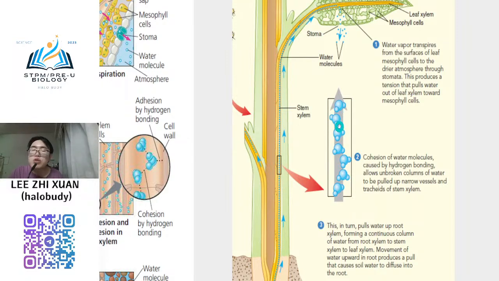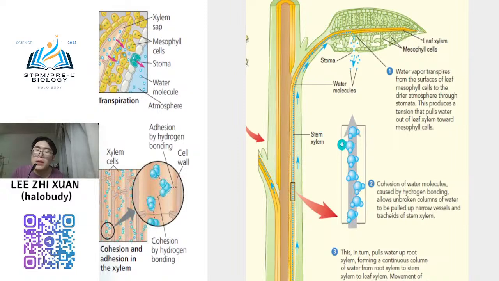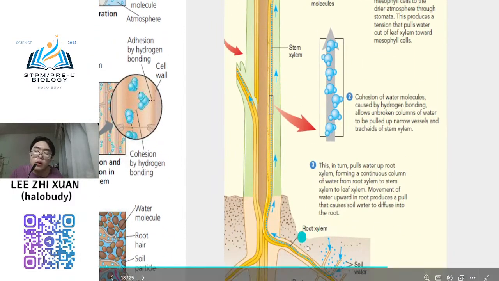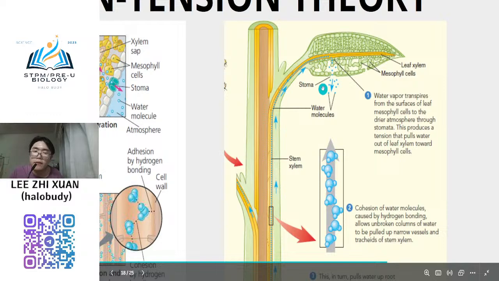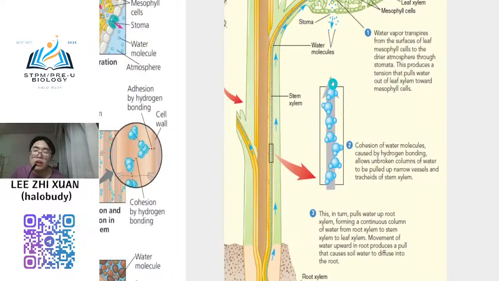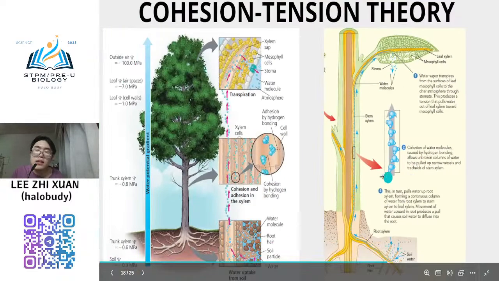Dia akan putus punya, kerana ada hydrogen bond dah ikat mereka. Dia macam tali lah. Hydrogen bond macam tali. Dia ikat semua air ni, so that the water molecules will not break down, so that the water molecules are easily pulled up from the root into the leaf. So this is the basic concept about the transpiration pull. Okay, so this is the basic concept.